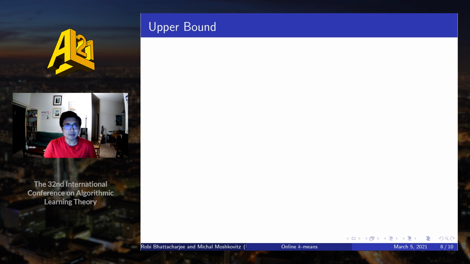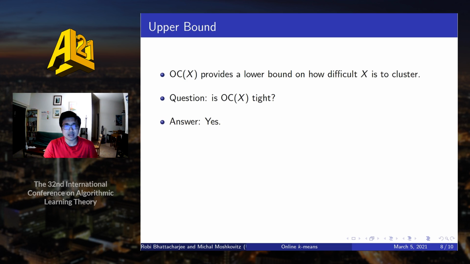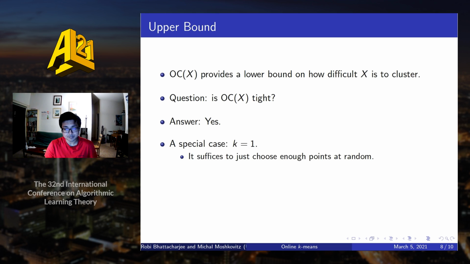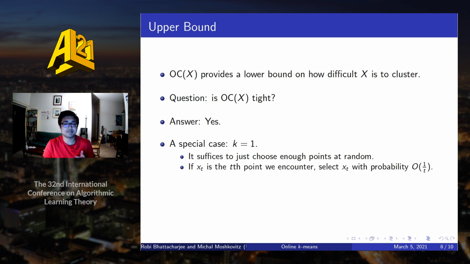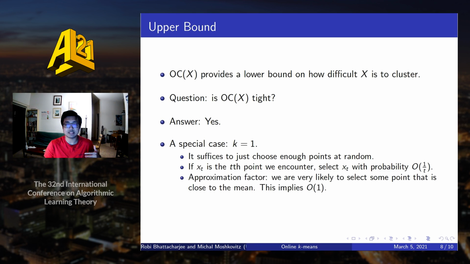So for our upper bound, we see that OC of x provides a lower bound, and we want to check if it's tight. The answer is yes, it is tight to some degree. To motivate our algorithm, we'll look at a special case where k equals 1. For k equals 1, it just suffices to choose points at random. Basically, for the tth point, we select it with probability 1 over t.